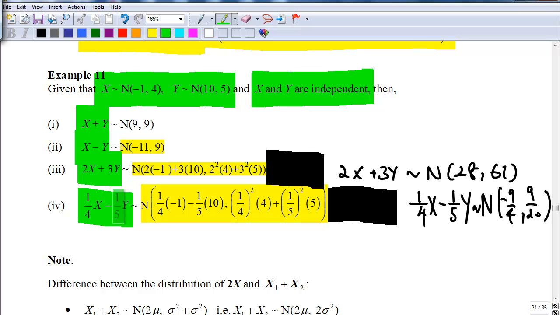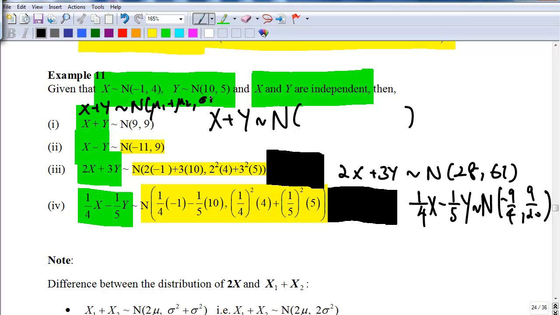Now, as long as they are normally distributed and they are independent, then any linear combination of X and Y will always be normal. Which means X plus Y, straight away I can write this down as a normal distribution. Then what do I put in the brackets? Remember this rule? When you have X plus Y, this will follow a normal distribution with the two means added together and the two variances also added together.